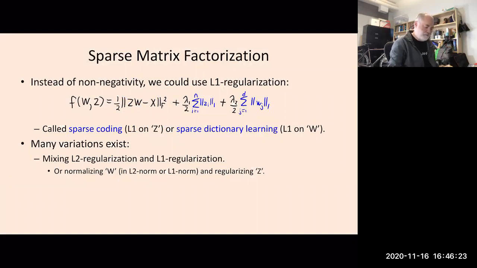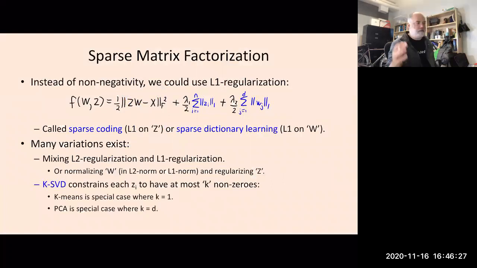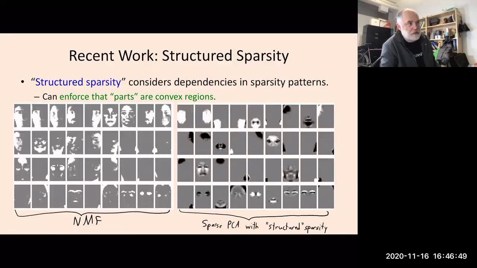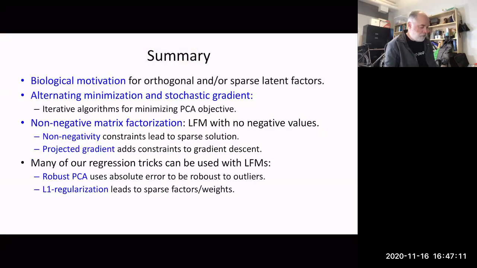There's a billion variations. You can do mixes of L2 and L1 regularization. You can do K singular value decomposition, which constrains each Z to have at most K non-zeros. There's a bunch of stuff. If you're interested in part-based representations and feature learning, you can look up relatively recent work on structured sparsity, which actually puts constraints on the parts themselves. Okay, that's it.